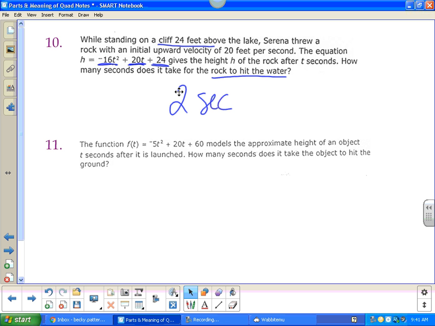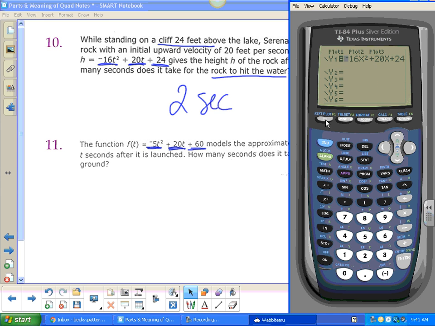That function models the approximate height of an object t seconds after its launch. How many seconds does it take for it to hit the ground? Okay, well, let's talk about this one. This one is not on Earth. We are on the moon or on Mars, which has a different gravitational pull. There's my velocity and there's my starting height. And I want it to hit the ground, so I want its height to be 0. So negative 16x squared plus 20x plus 60, except this wasn't a negative 16. It's a negative 5. So negative 5x squared plus 20x plus 60, okay?